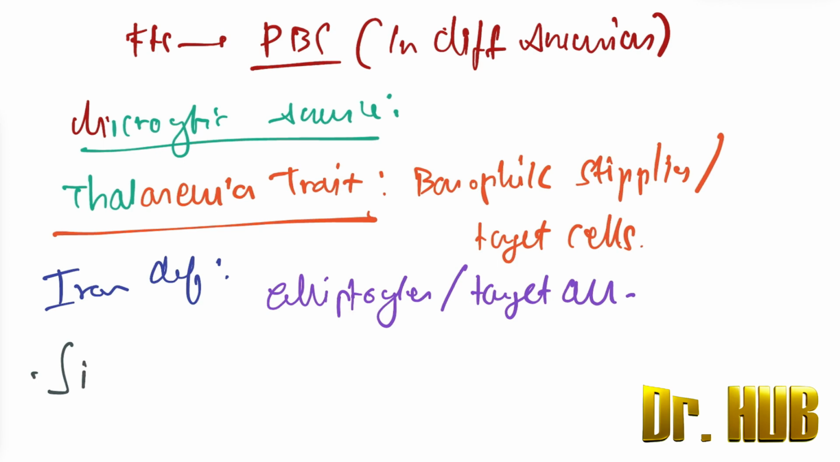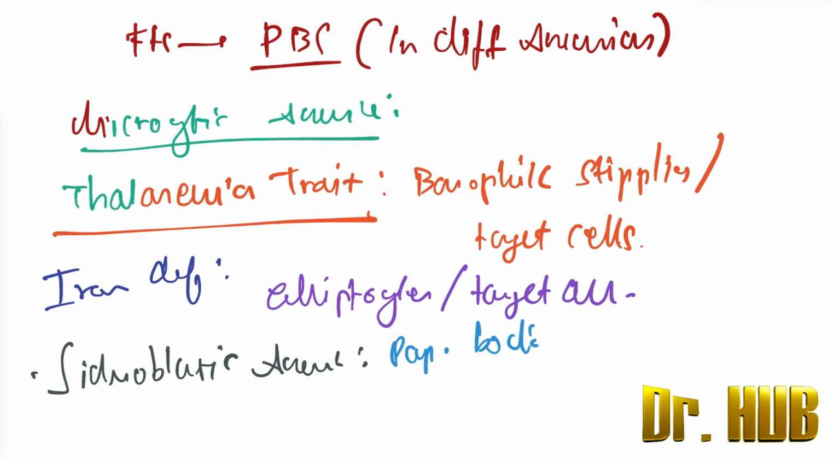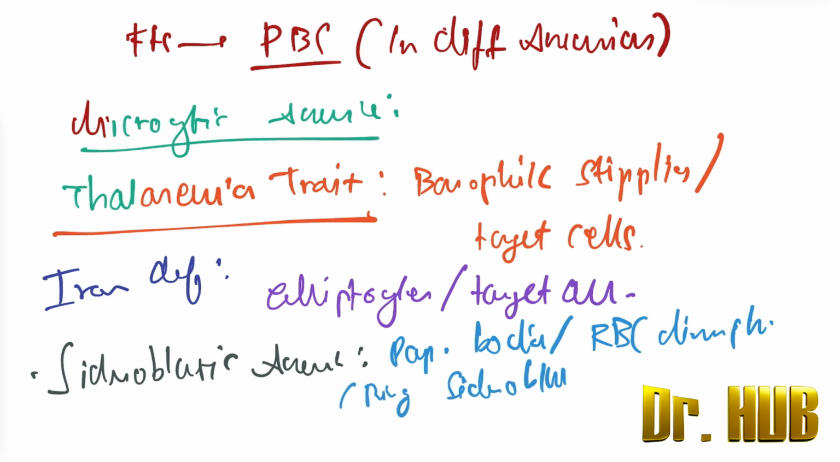Then we look at sideroblastic anemia. Under sideroblastic anemia, it includes Pappenheimer bodies, and also RBC dimorphism. Then comes the ringed sideroblast, which is seen with a Perls stain.